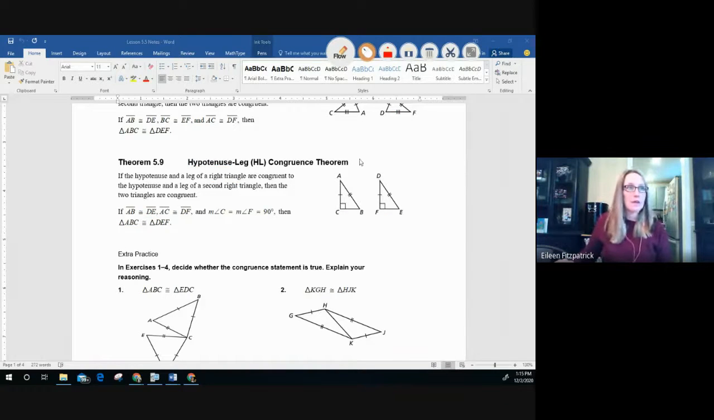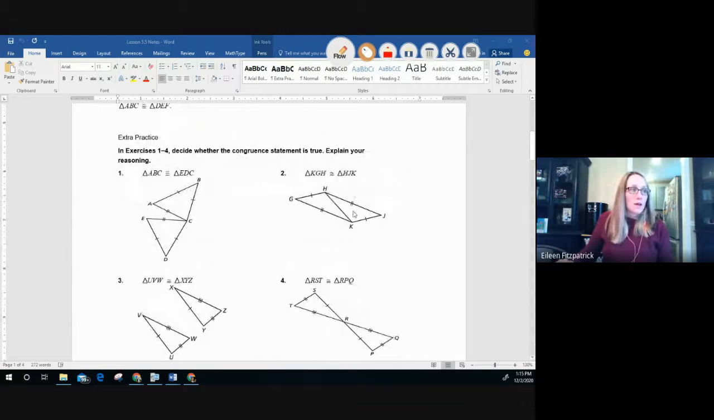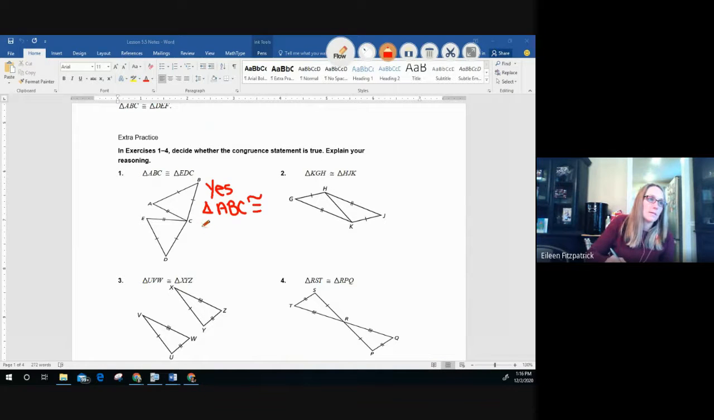All right. So let's look at some extra practice problems. It says in exercises 1 through 4, decide whether the congruency statement is true, explain your reasoning. So we want to know, is triangle ABC congruent to triangle EDC? Okay, so look at the markings. You have a side congruent to a side, a side congruent to a side, and a side congruent to a side. So you can say, yes, triangle ABC is congruent to triangle EDC by side, side, side.